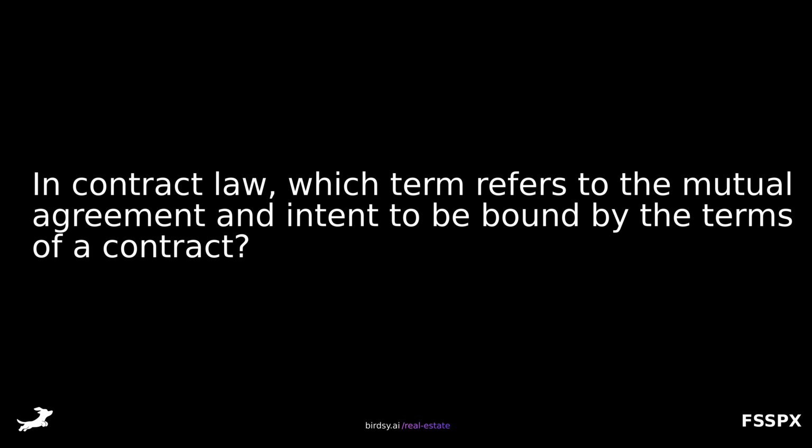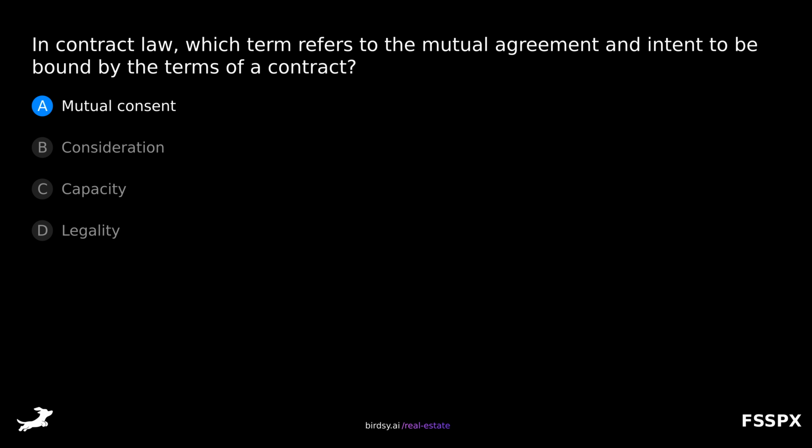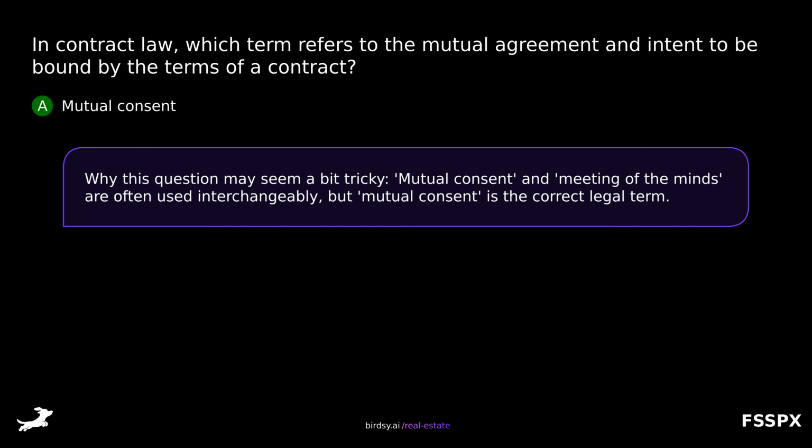In contract law, which term refers to the mutual agreement and intent to be bound by the terms of a contract? Is it A, mutual consent, B, consideration, C, capacity, or D, legality? The answer is A, mutual consent. Why this question may seem a bit tricky: mutual consent and meeting of the minds are often used interchangeably, but mutual consent is the correct legal term.